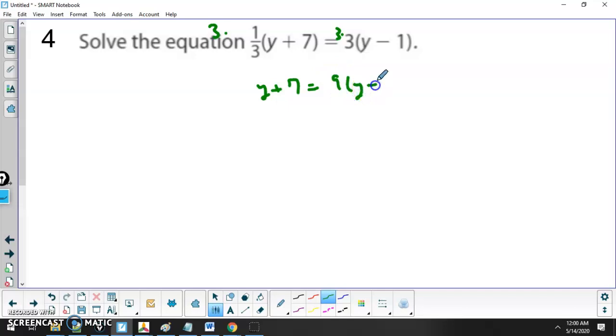Okay, so you can rewrite the equation like this, and it becomes a lot easier to solve because you've gotten rid of the fractions. And so, anyhow, that's a little trick. You can use that if you want.